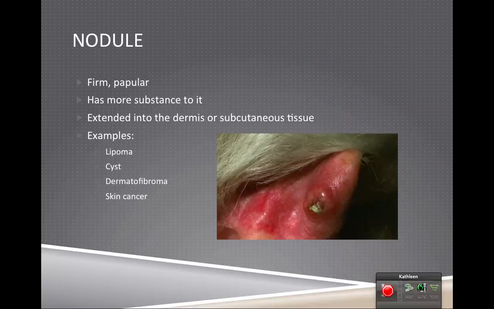A nodule is a firm papule, has more substance to it, as you can see, extended into the dermis or subcutaneous tissue. Examples are lipomas, which are fat pads, cysts, dermatofibromas, which is basically a benign, chiefly fibroblastic nodule of the skin, found especially on the extremities of adults.